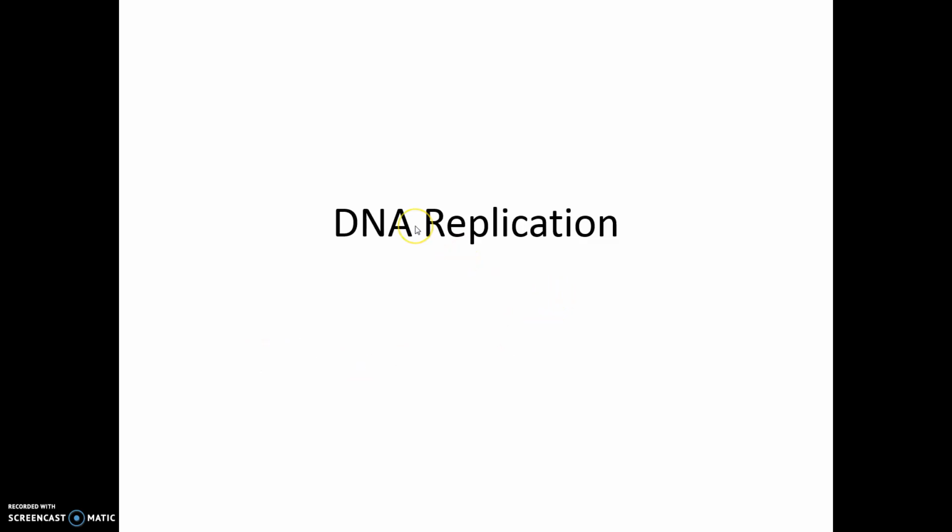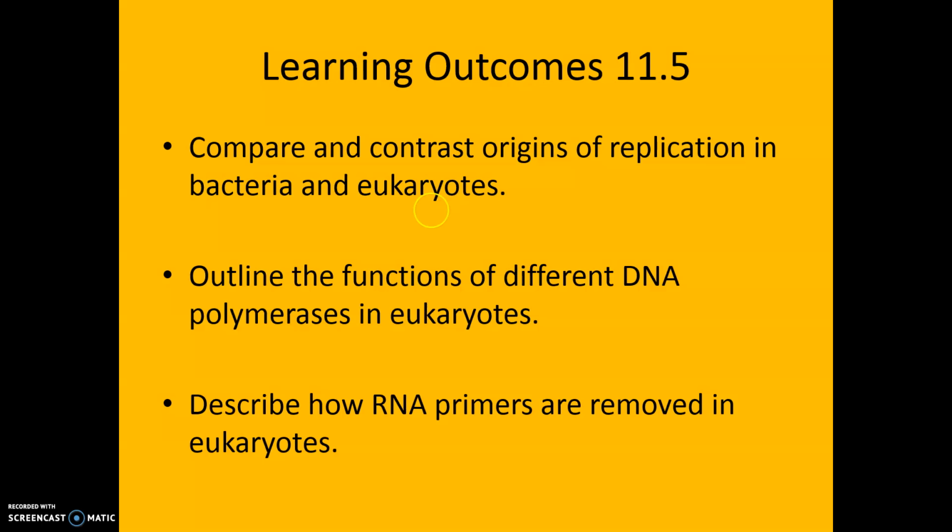All right, welcome back to part 6 of DNA replication. This time around, we are going to start looking into eukaryotic DNA replication, and we'll be able to compare and contrast the origins of replications in bacteria and eukaryotes. We'll also outline some of the key different polymerases that eukaryotes use. They use multiple, just like bacteria do. We'll also discuss how RNA primers are removed in eukaryotes, because this is slightly different.